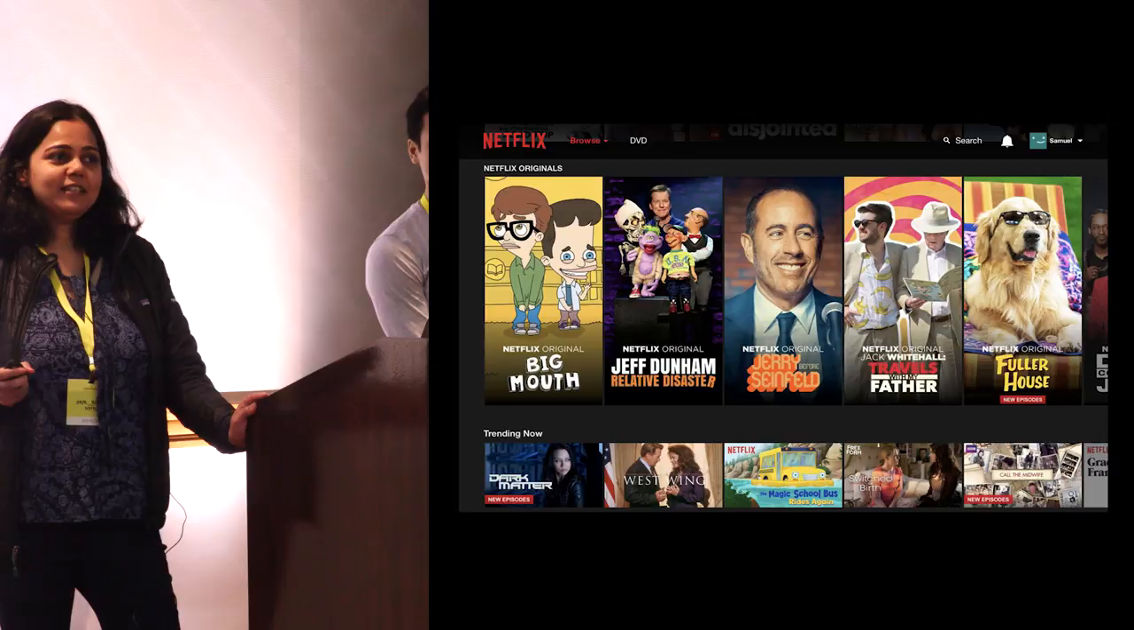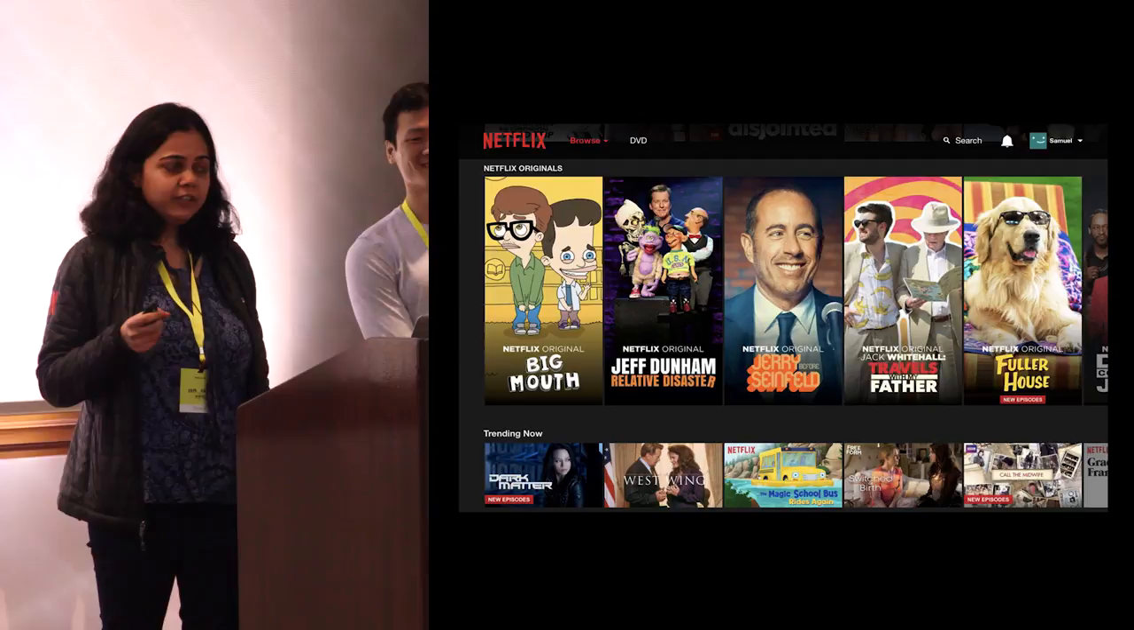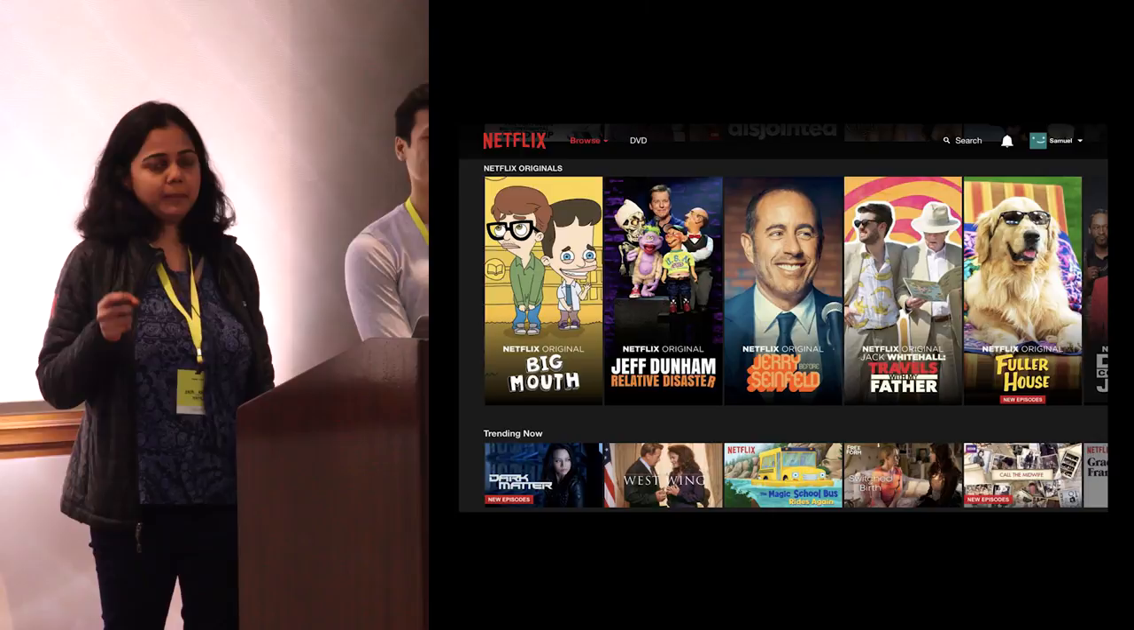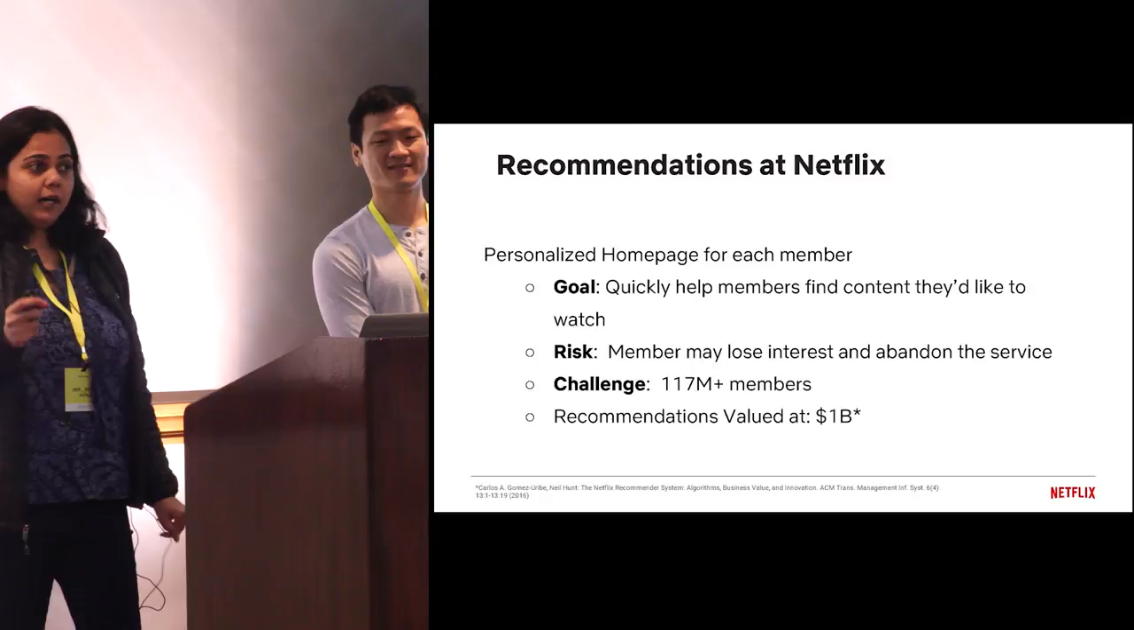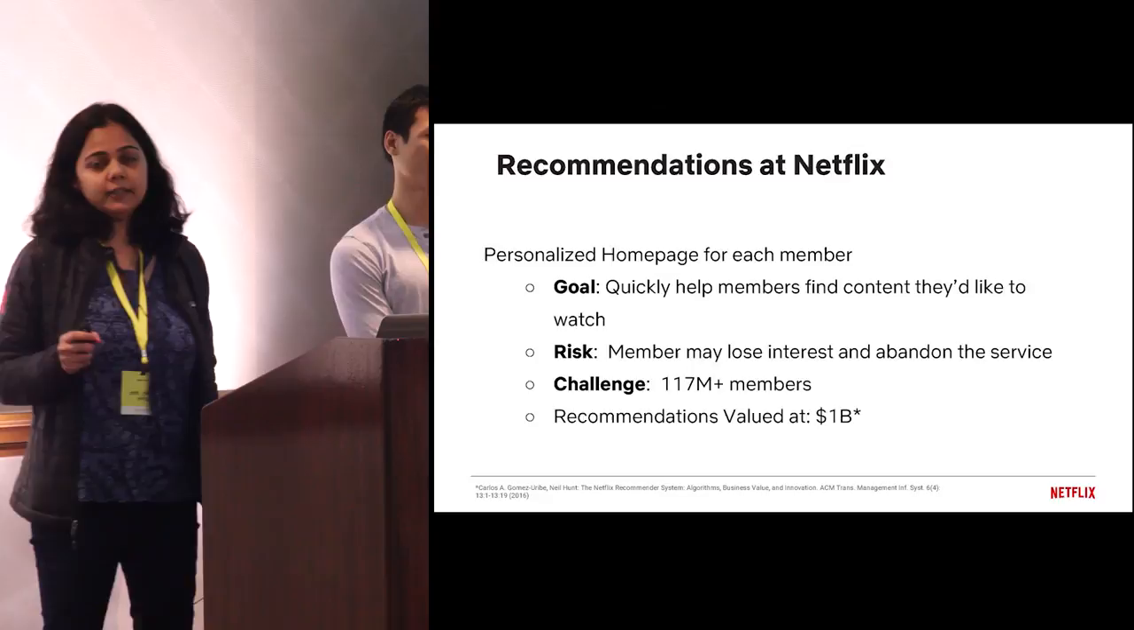Okay, very good. So, as you already know, this is the Netflix homepage. The goal of the Netflix homepage is to provide relevant and personalized content to each of its members. This involves helping the members quickly find what they would like to watch as soon as possible. The risk is that if the members do not find the content that they would like to watch, they may lose interest and even cancel the subscription.